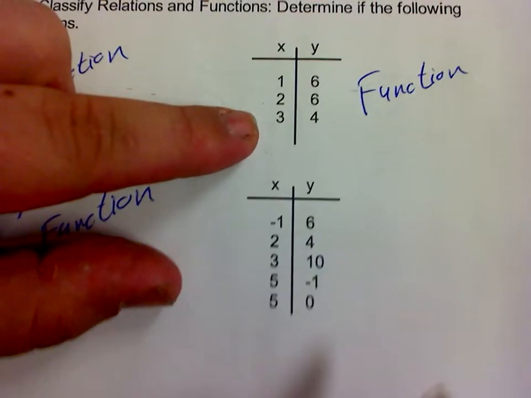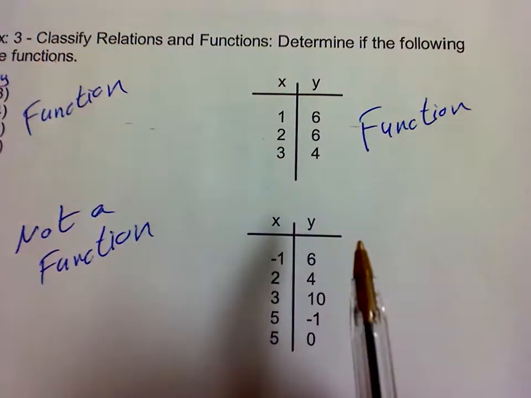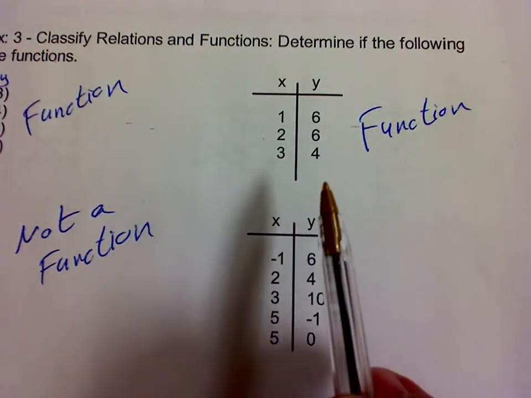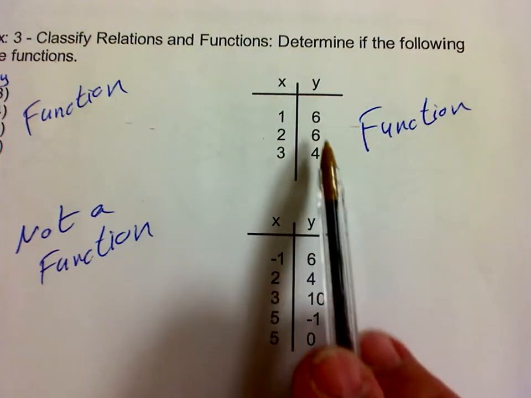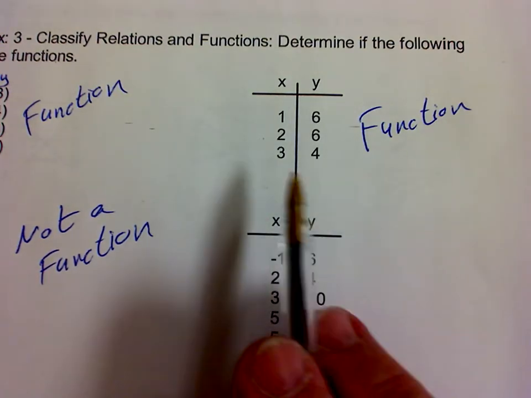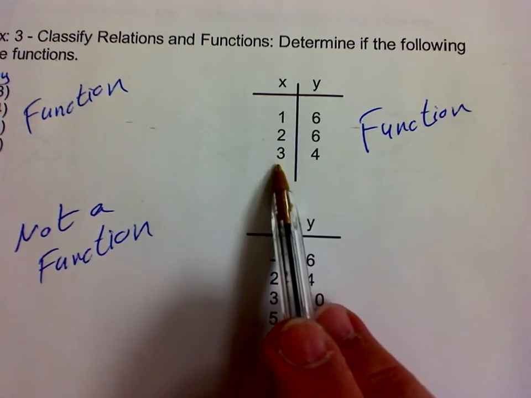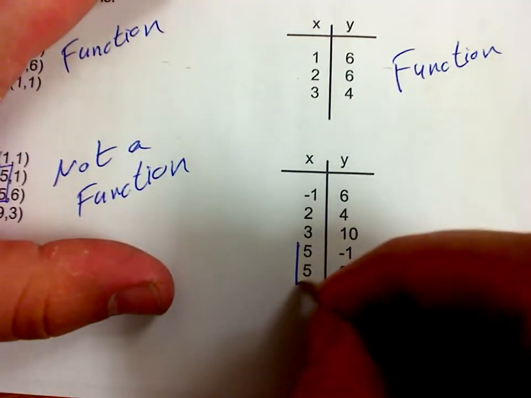Now, students in one of my classes said, wait a minute, the y's repeated, so we would not have a function in this case. Keep in mind, we don't focus on the y's, we don't focus on the range. All of the y values, or the range values, could all be the same number and it could still be a function. The only rule we have is none of these x's can repeat.